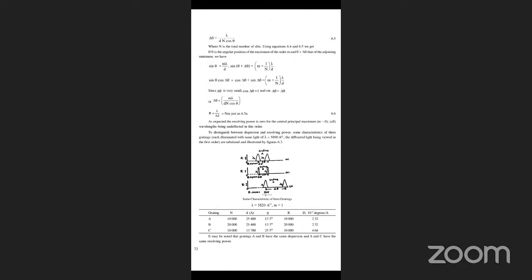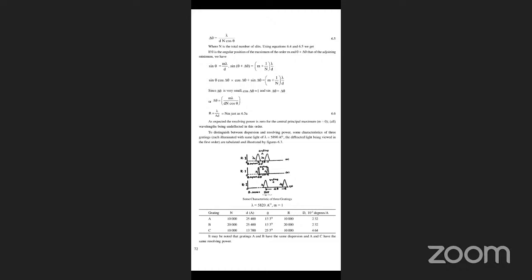Using the above equations, if theta is the angular position of the maximum of the order m and theta plus delta theta that of the adjoining minimum, we have sin theta equals m lambda by d, and sine of theta plus delta theta equals m plus 1 by N into lambda by d. Expanding with the formula sine of a plus b, sine a cos b plus cos a sine b, equals m plus 1 by N into lambda by d.